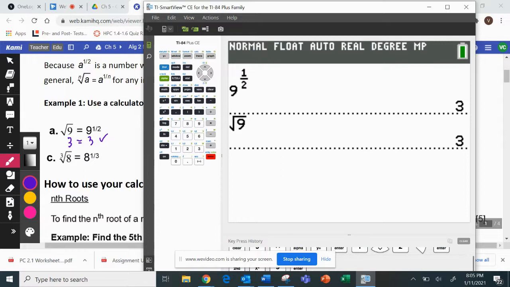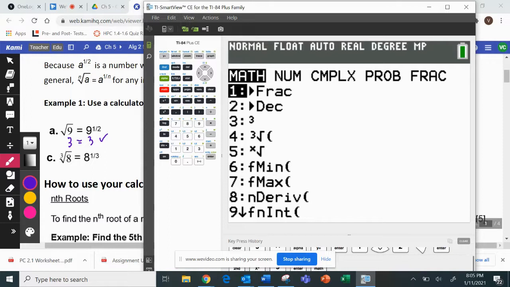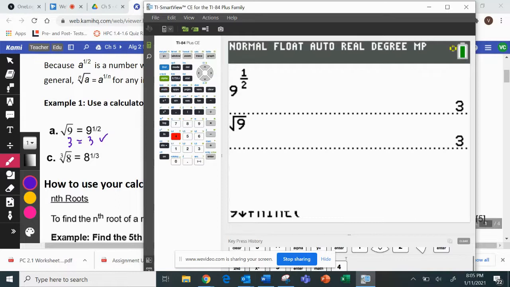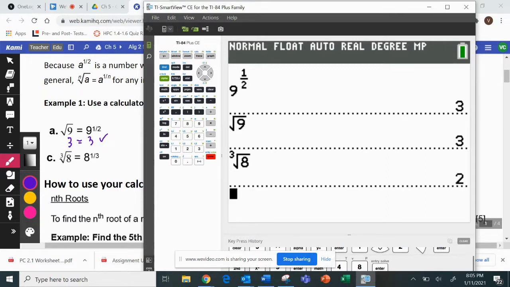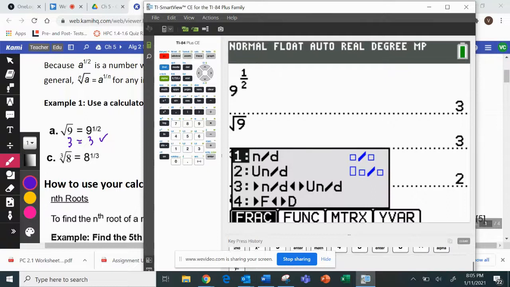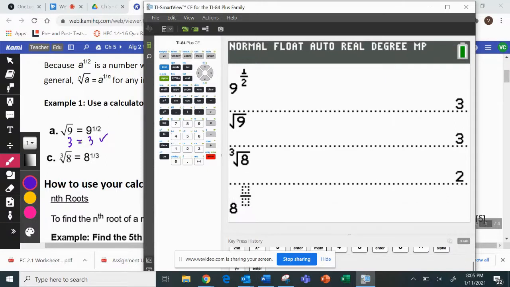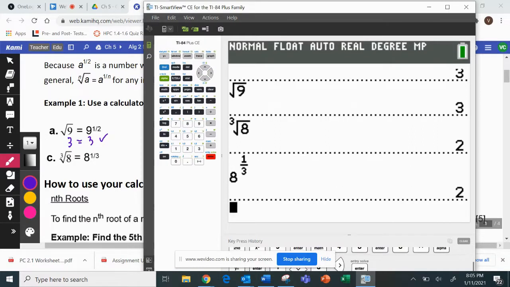All right, to find the cube root, under the math button, there's a lot of helpful things. In fact, number 4 is the cube root. So I'm going to just type 4, and it will give me the cube root, and I'm going to hit 8 and enter, and I get the number 2. And now I'm going to do 8, and then I'm going to put my caret. I'm going to do alpha y equals, enter to get my fraction. And I will go 1/3, enter, and I also get 2. So those are equivalent.